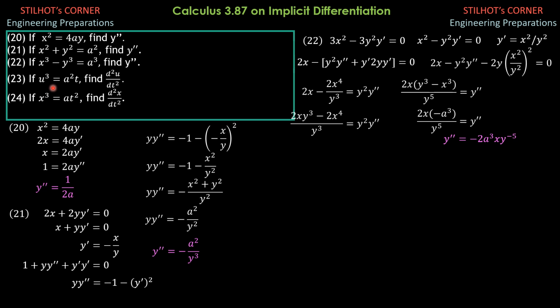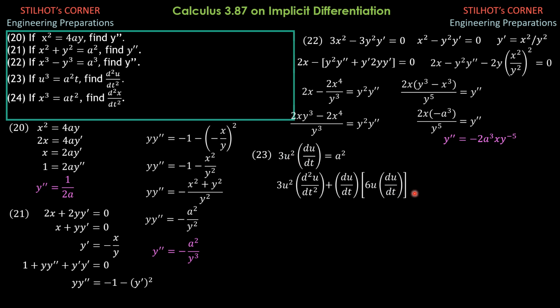Problem 23: if u cubed equals a squared t, find the second derivative of u with respect to t. So the derivative of u cubed with respect to t is 3u squared du/dt, and equals a squared times 1, or a squared. Then this is a derivative of a product: 3u squared times the derivative of du/dt, which is the second derivative of u with respect to t, plus du/dt times the derivative of 3u squared, which is 6u du/dt, then equals 0. The derivative of a squared is 0, of course.